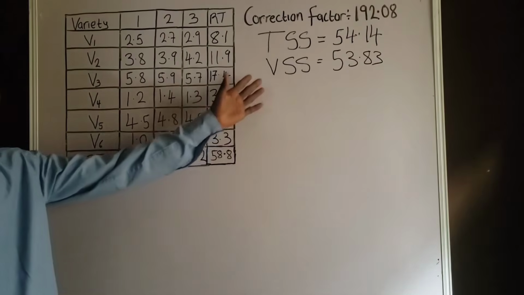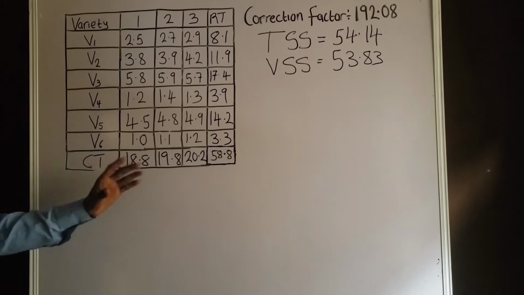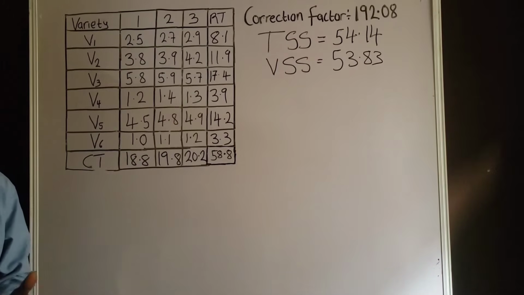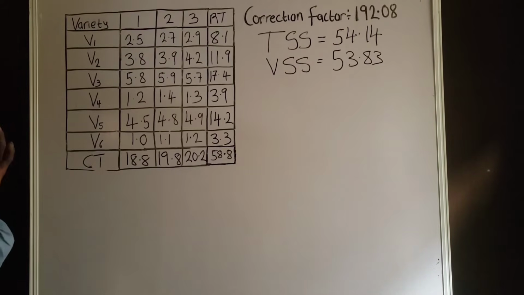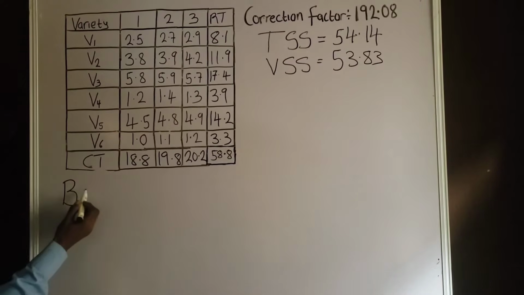After calculating the variety sum of squared, the next step is to calculate the block sum of squared. Don't forget that we are dealing with randomized complete block design, RCBD. That is the major difference between CRD, complete randomized design, and the randomized complete block design that we are dealing with right now. If you don't know how to solve ANOVA using complete randomized design, you can go back to the channel and watch the video. I've already solved it step by step. Now let us proceed. The block sum of squared is given by this formula.